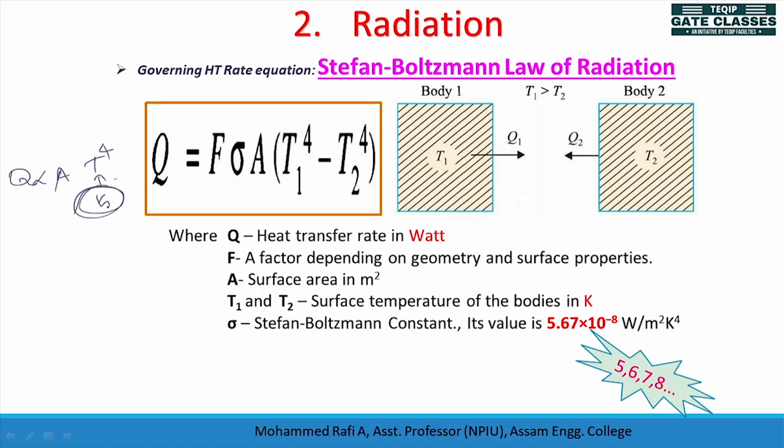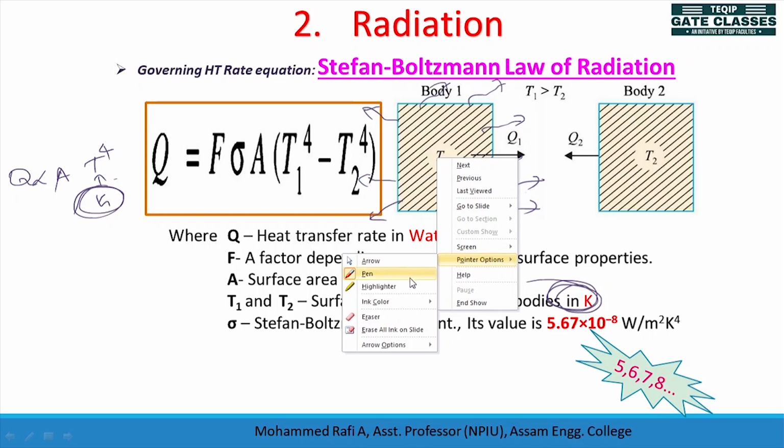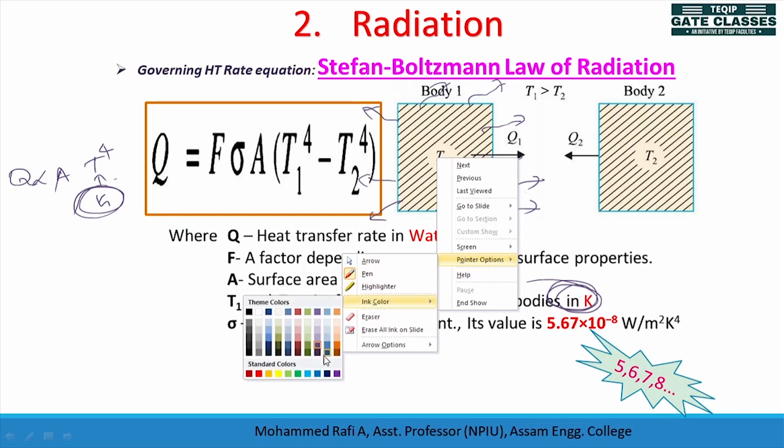In radiation, temperature should always be taken in Kelvin. Otherwise, you will get a wrong answer. Anyway, what I wanted to convey is that every body having some temperature will start emitting electromagnetic waves in the form of photons. Everybody, you, me, everybody is continuously emitting heat energy.